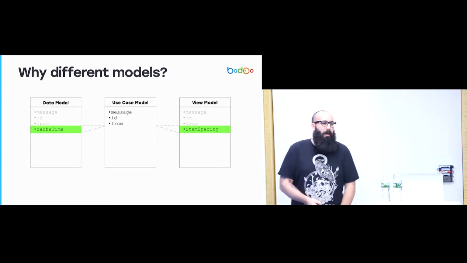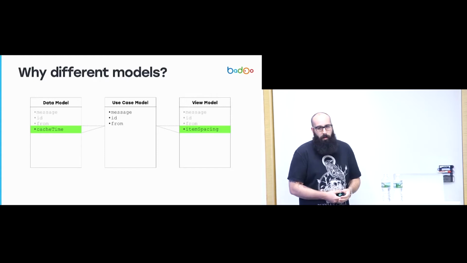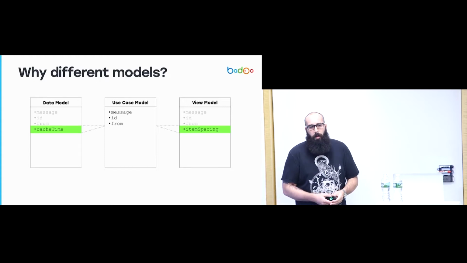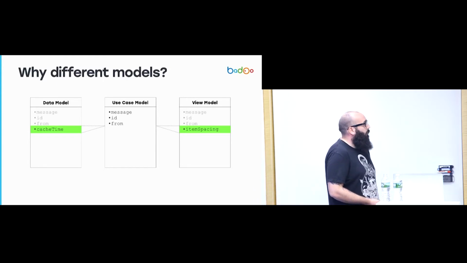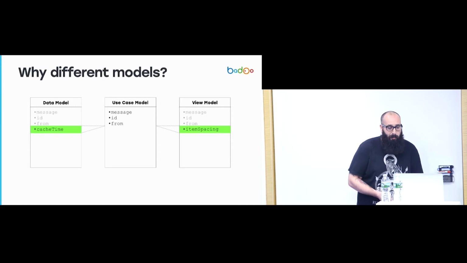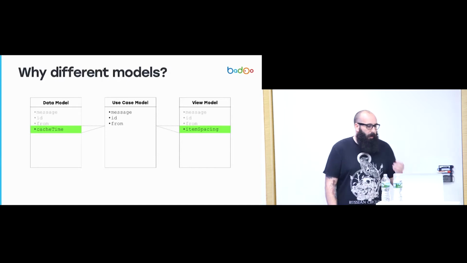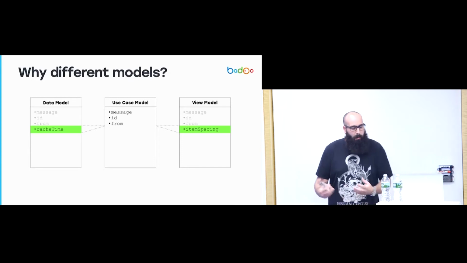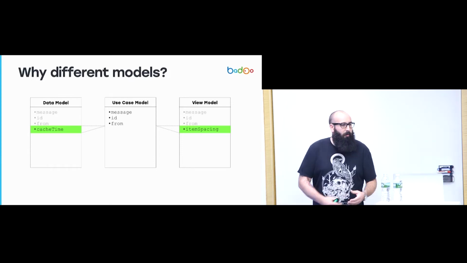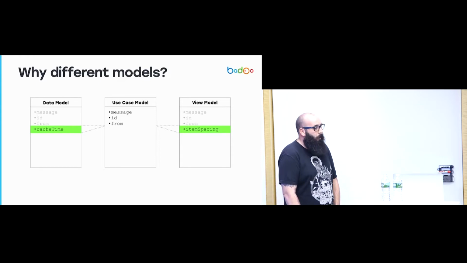Now, this is not to say that you shouldn't share models, because if your model is the same across all those different layers, it makes no sense just to copy it for the sake of having a different model. However, as soon as you feel that things are starting to diverge, that's the point where you should start pulling these models apart. If you start off and then realize that at your view level, you want to have item spacing as part of that model, you don't want that in your use case. So that's the point where you should split off and start using a separate model.